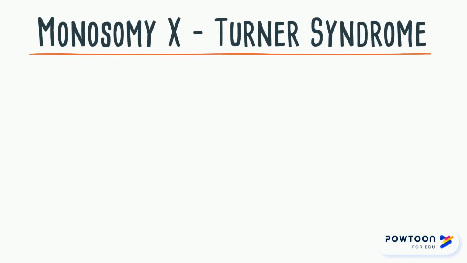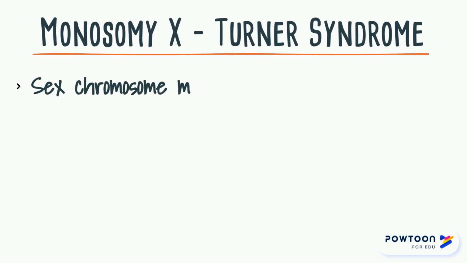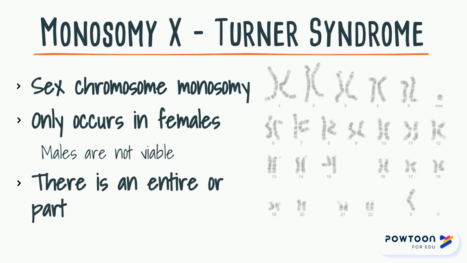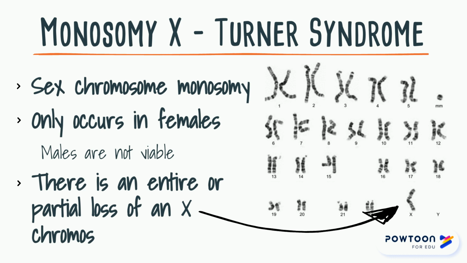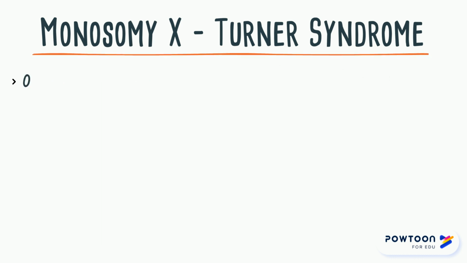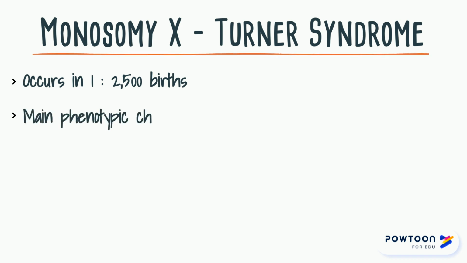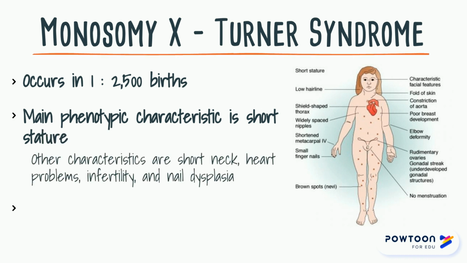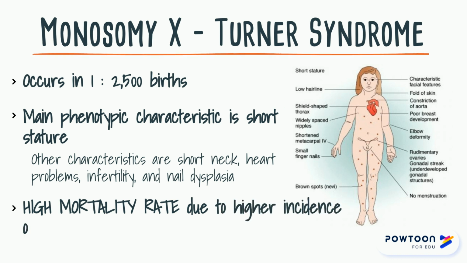Monosomy X, or Turner syndrome, is a sex chromosome monosomy that occurs in females when an X chromosome or part of an X chromosome is lost. This condition is only seen in females, as if a male were to lose an X chromosome, they would not be viable. Turner syndrome occurs in approximately 1 in 2,500 births. The main symptom is a short stature. Other characteristics include heart problems, short neck, infertility, and nail dysplasia. High mortality rate is due to the higher incidence of cardiovascular and autoimmune diseases.